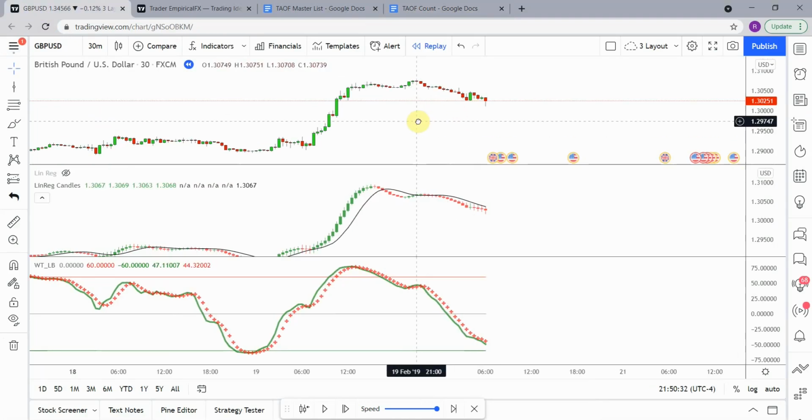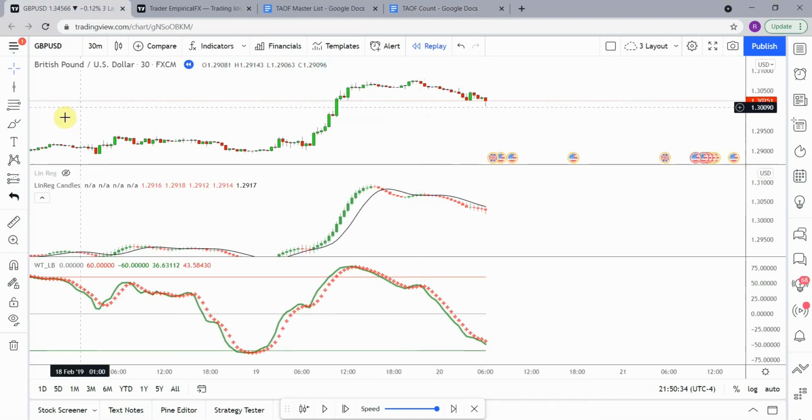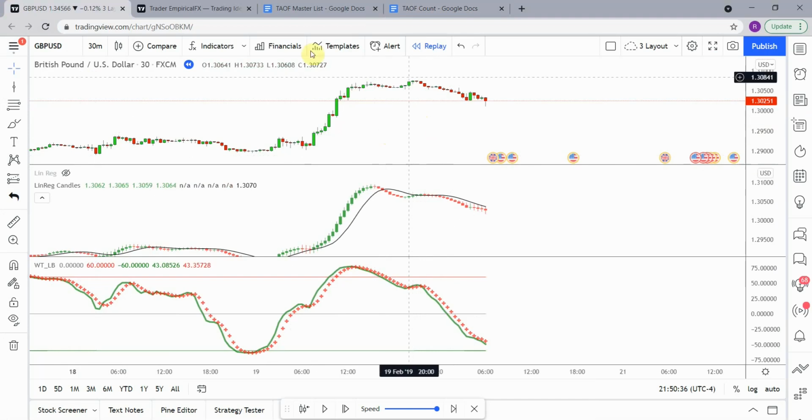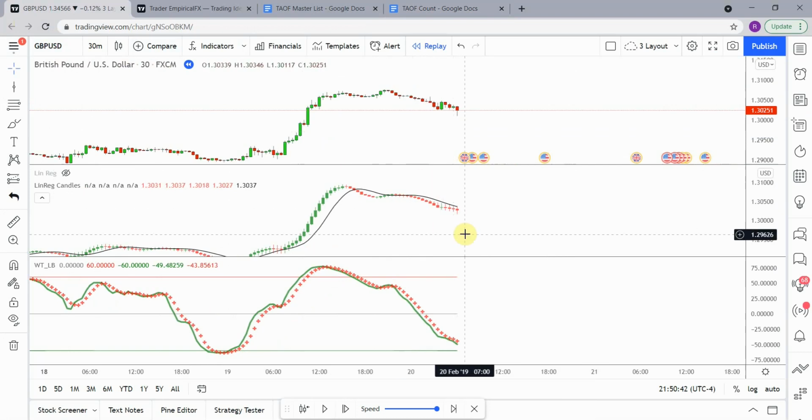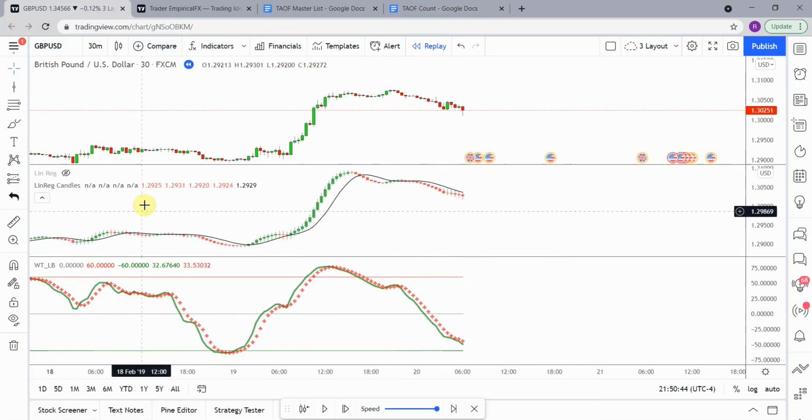Alright, so today's strategy is a 30-minute strategy. It was tested on the Great Britain pound versus the USD. It consists of using 2 different indicators. So the first one is going to be the linear regression candles.